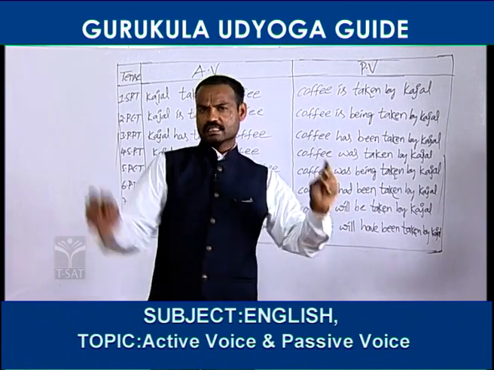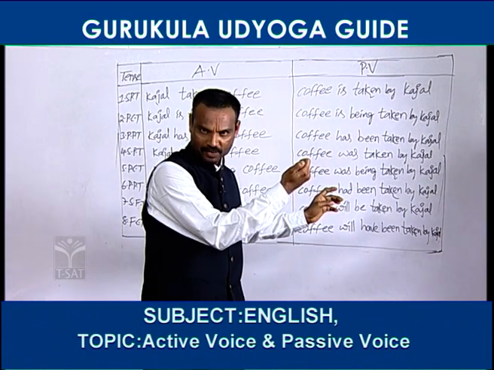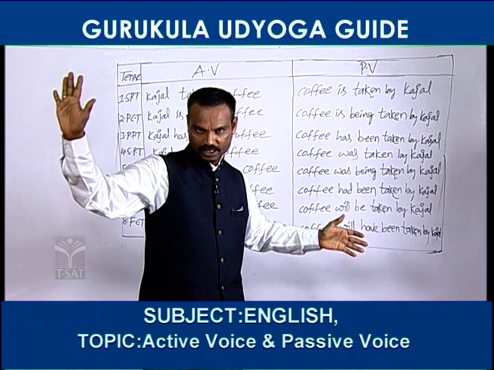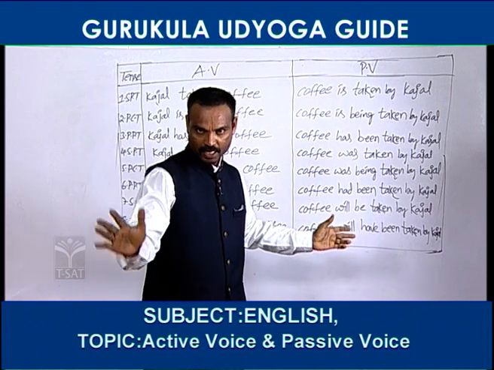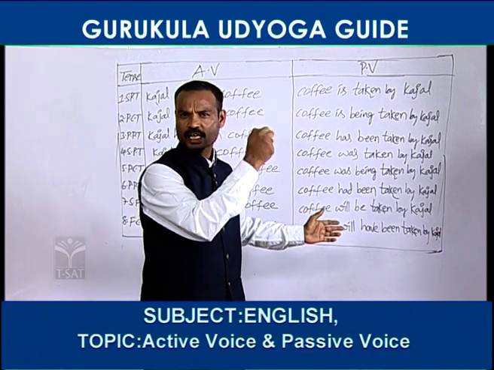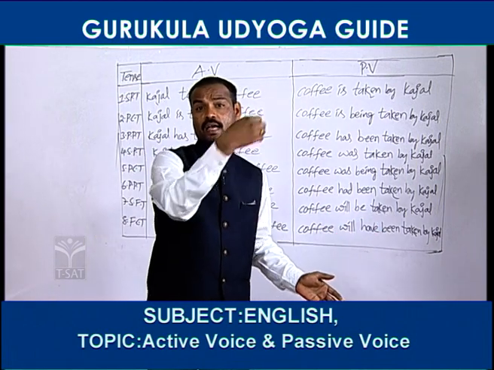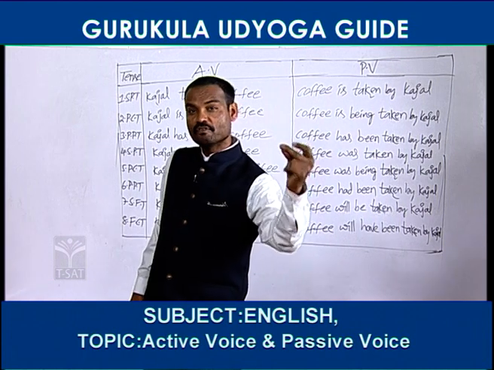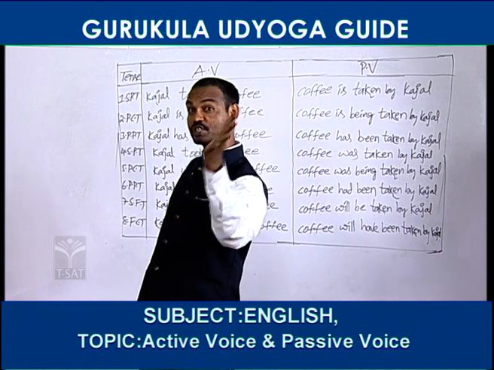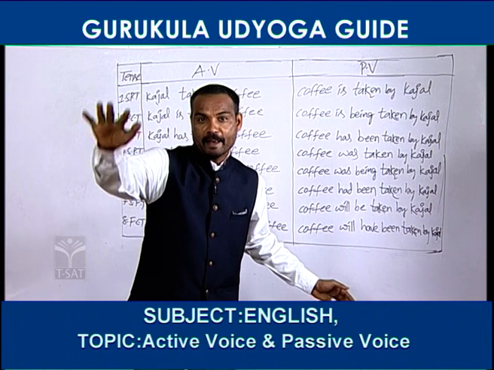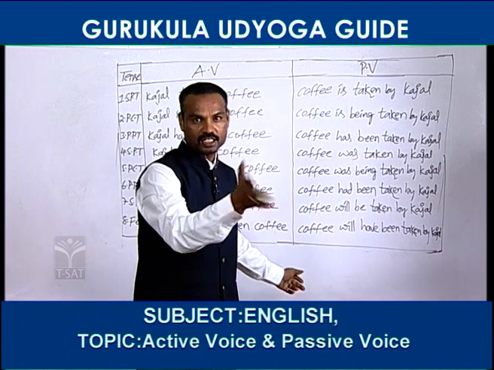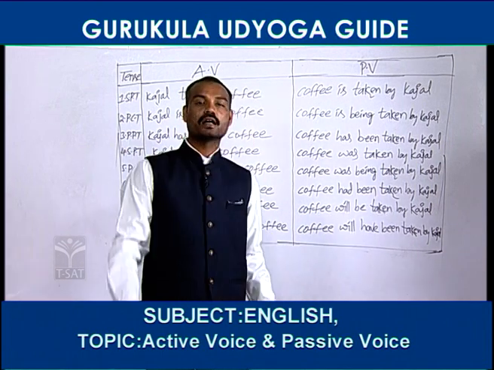That's all. Rajnikant was eating a mango. Mango is a singular object. So for singular objects, was should be taken. A mango was being taken by Rajnikant. Then Kamal Hassan was eating apples. Apples is a plural object, no? For a plural object, what should be taken? Were should be taken. Apples were being eaten or taken by Kamal Hassan.